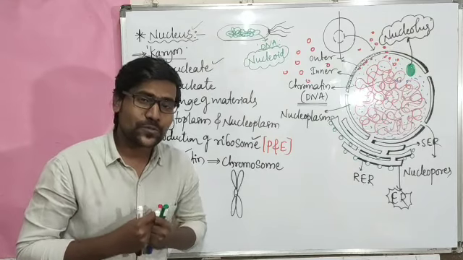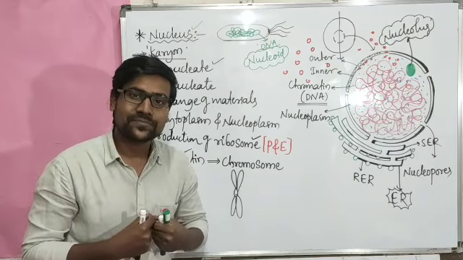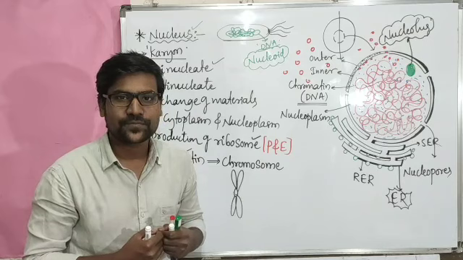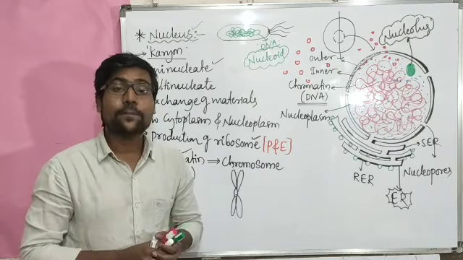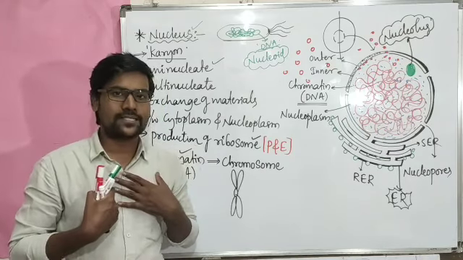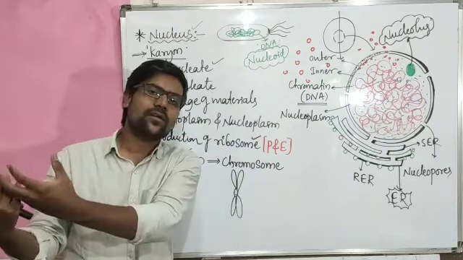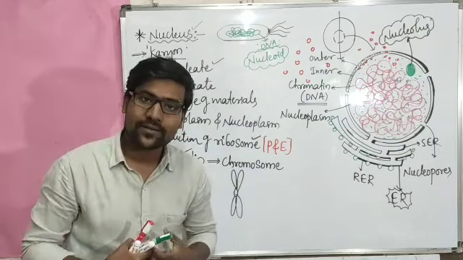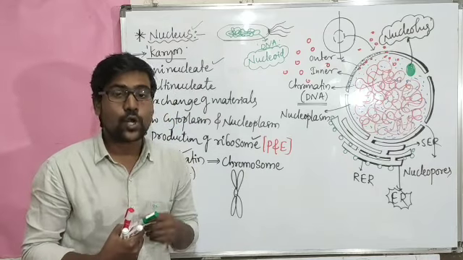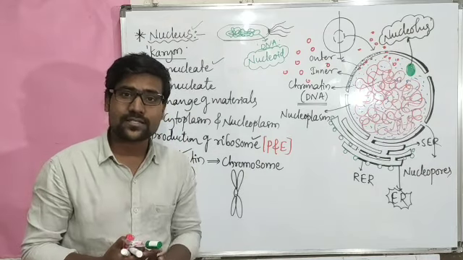And how many chromosomes are present in our cell? How many chromosomes? Yes, 46. Diploid cell. We are diploid organisms. One set of chromosomes comes from our father, one set of chromosomes comes from our mother. That means we are diploid organisms. The total number of chromosomes is 46.